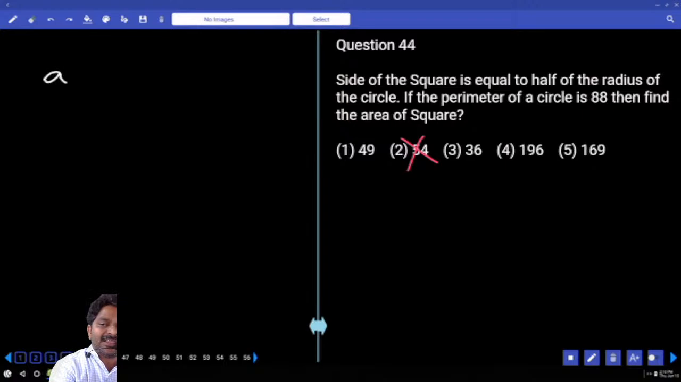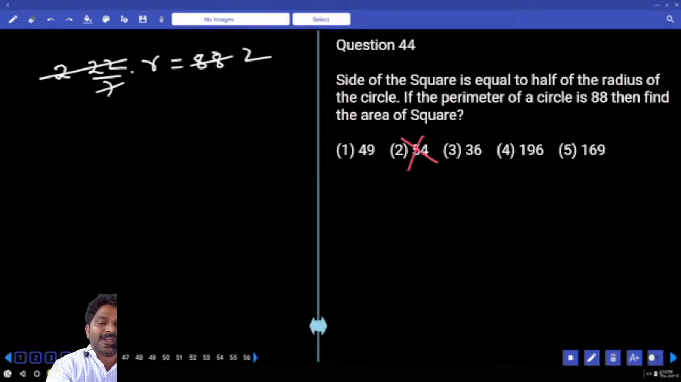The side of the square is equal to half of the radius, where the perimeter is mentioned as 88. Perimeter is 2 pi r. 2 pi r is equal to 88. So pi r is 44, and 2 times r is equal to 14. Then the side is equal to half. Area is equal to 49.